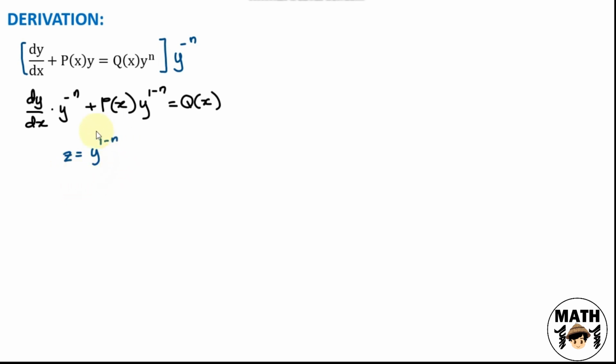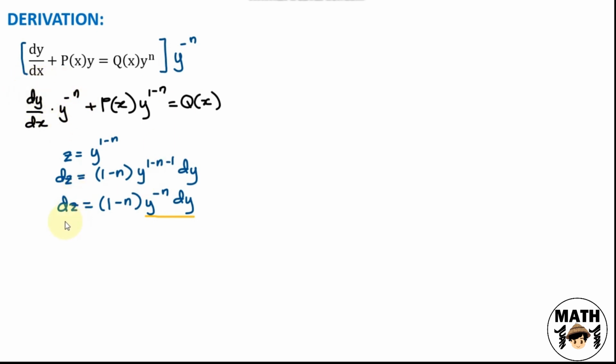Taking the derivative of this equation, derivative of z is equal to, using power rule, 1 minus n multiplied by y raised to 1 minus n, minus 1, derivative of y. Simplify the exponent and we'll get derivative of z is equal to 1 minus n multiplied by y raised to negative n dy. We can see that this term is equal to this. So we divide the whole equation by 1 minus n and we can solve an expression for y raised to negative n dy. Now let's replace this value for y raised to negative n dy here. In the same way, let's also replace y raised to 1 minus n with z.